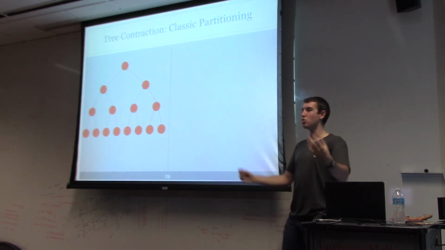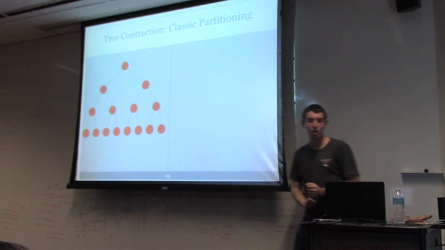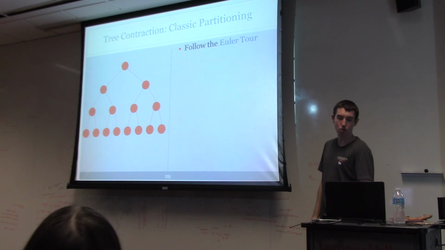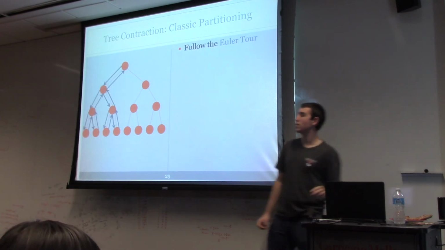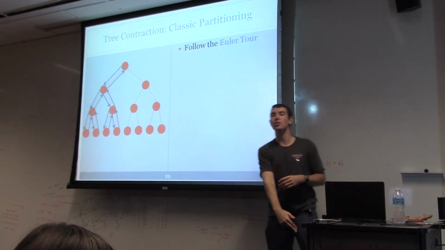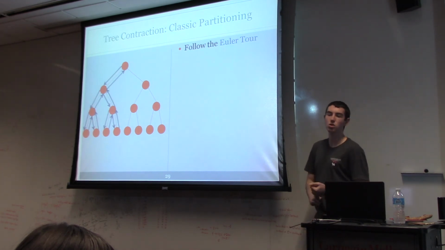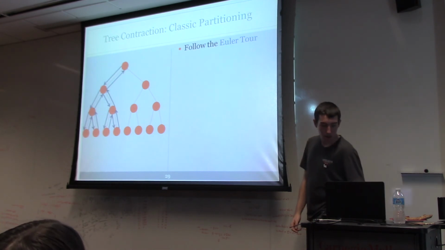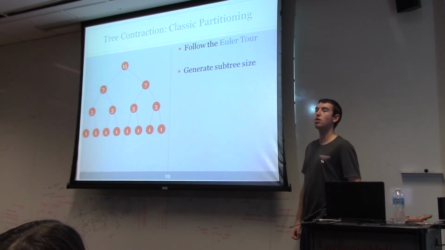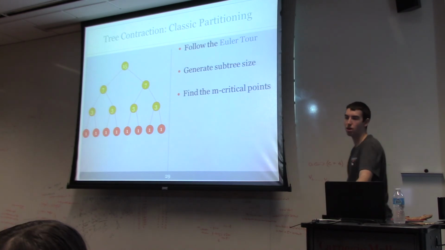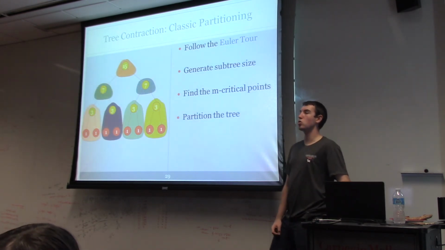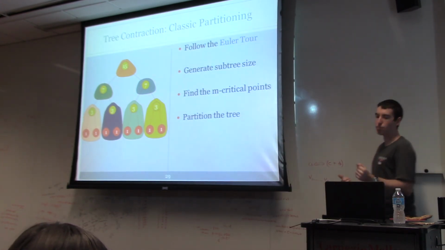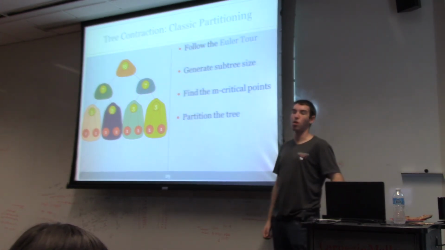So now, assuming that you're all curious about the tree partitioning algorithm, I'm going to tell you about it. So classic tree partitioning, you follow the Euler tour, which is essentially you start at the root, you go left as long as you can, then you go right once you're done going left, and then you go back up. And you generate the subtree sizes here. You find the m critical points, and then you partition the tree where each m critical point starts a new partition. So rather than using the m critical points, we're going to pick some different points for our partitioning.